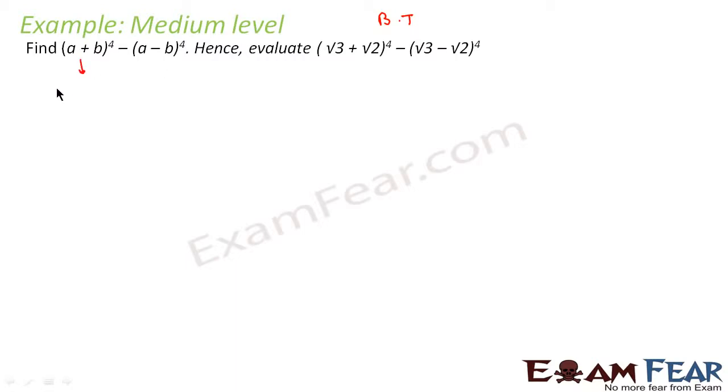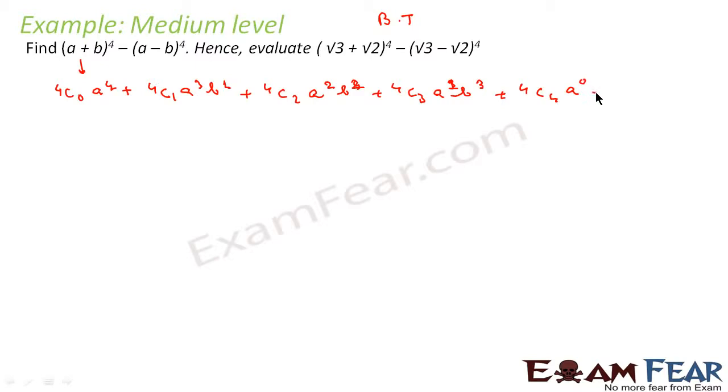So (a plus b) to the power 4 we can say as 4c0 a to the power 4 b to the power 0 plus 4c1 a to the power 3 b to the power 1 plus 4c2 a to the power 2 b to the power 2 plus 4c3 a to the power 1 b to the power 3, because we are decreasing the power of a, plus 4c4 a to the power 0 b to the power 4. This is the expansion of this.